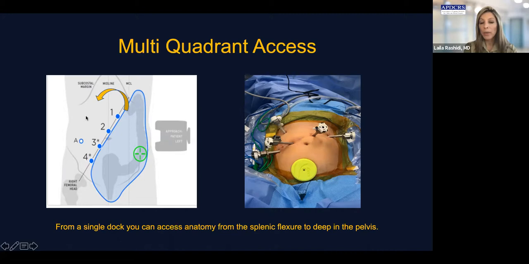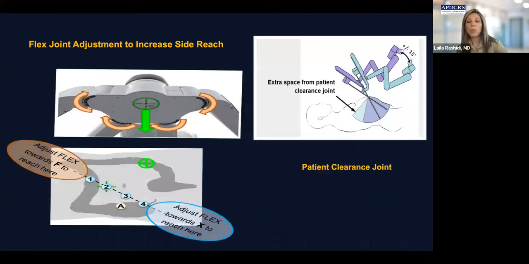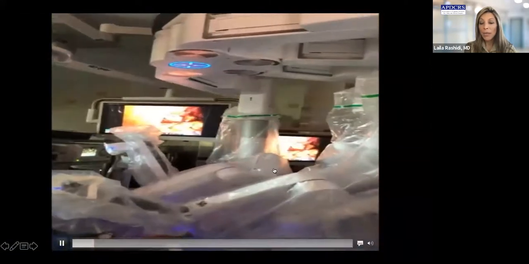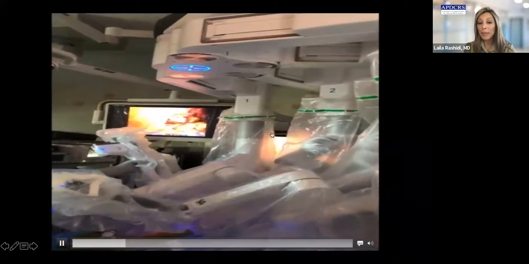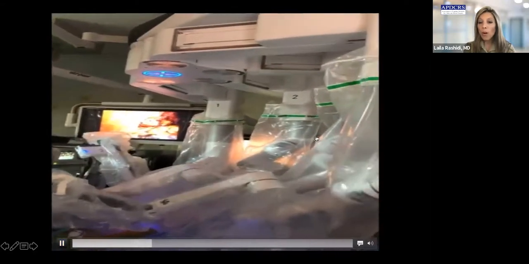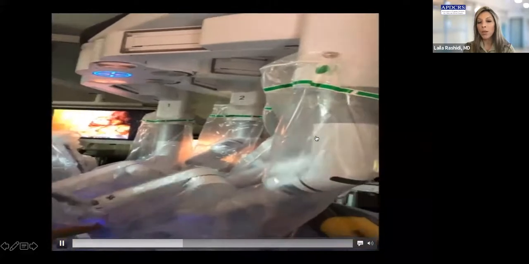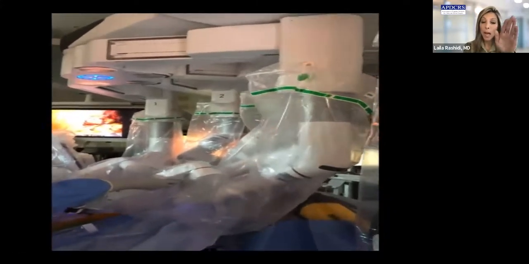You can also put it up here in the right upper quadrant, and this way you can move toward the mid portion of the abdomen. It's very important to get your patient clearance, and this will also help you with the flex joints, so that you don't have any external collision. Here's just showing you how you do it. Let's say we're working in the lower abdomen. Now I want to get to the splenic flexure, so I move those arms toward the area that I want to work. I want to go toward the upper abdomen.